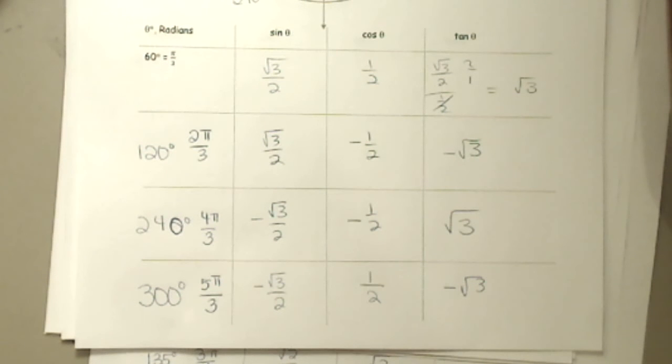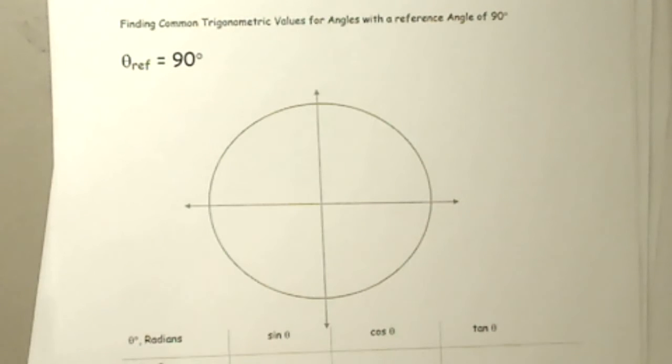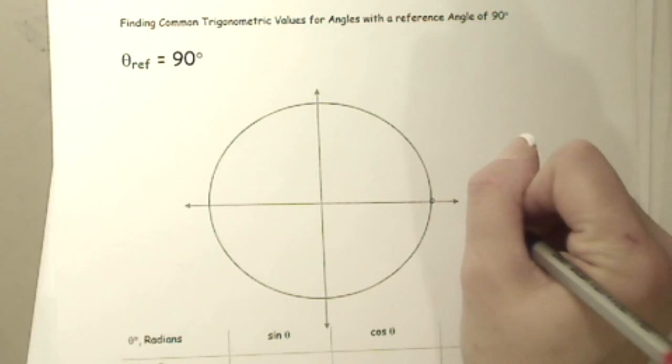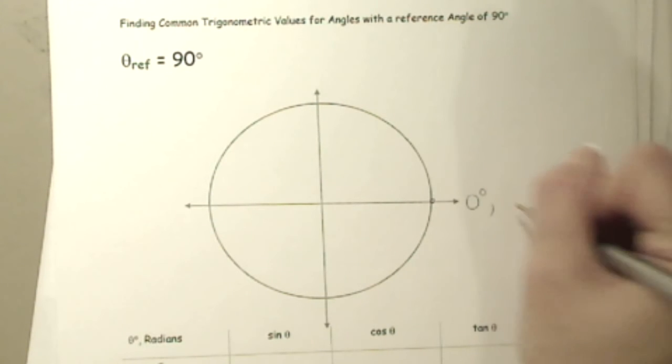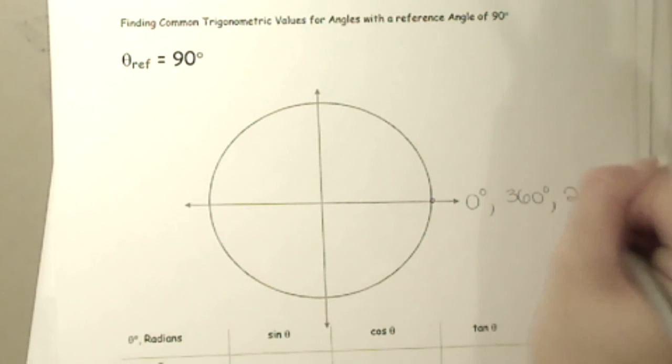So now we're going to look at some odd ones. A reference angle of 90. This will be our final one. So we're going to go strictly with the definition that sine is y and cosine is x and tangent is y divided by x. So we get focused here. So if we are at 0 degrees, which is the same as 360, which is the same as 2 pi.